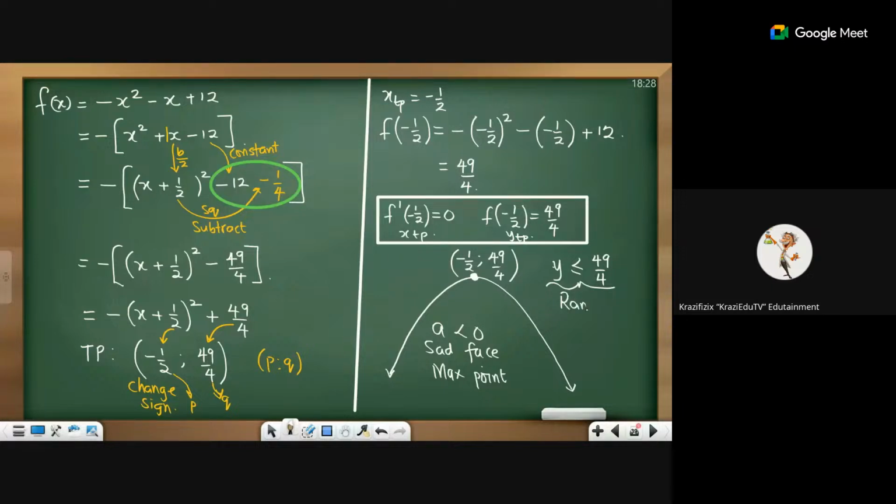We said the biggest value is 49 over 4. Every other Y value must be less than or at least equal to the maximum. Please let me know if the notation makes sense to you.